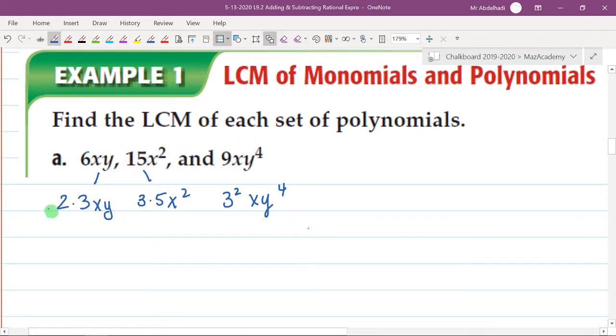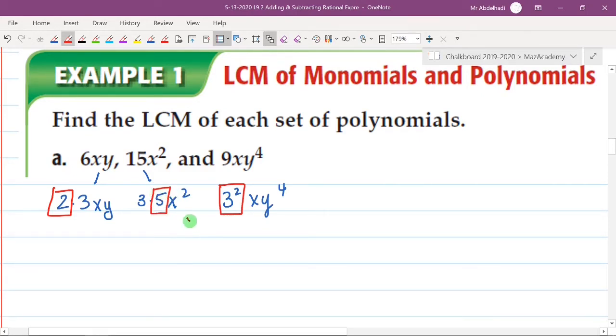Now look at every factor here and say, what do they have in common? Well, we have a 2 here. It's the only 2, so we have to use it. So box that 2. We have a 3 here, a 3 here, a 3 here. We're only going to use one of the 3s. We're not going to use repeated factors here. So which 3 should I use? Well, this is 3 to the first power, this is 3 to the first power, and this is 3 to the second power. Use the highest power. So we'll use this one, 3 squared. 5, there's only a single 5, so we'll use that 5. Okay, so that takes care of the numbers.